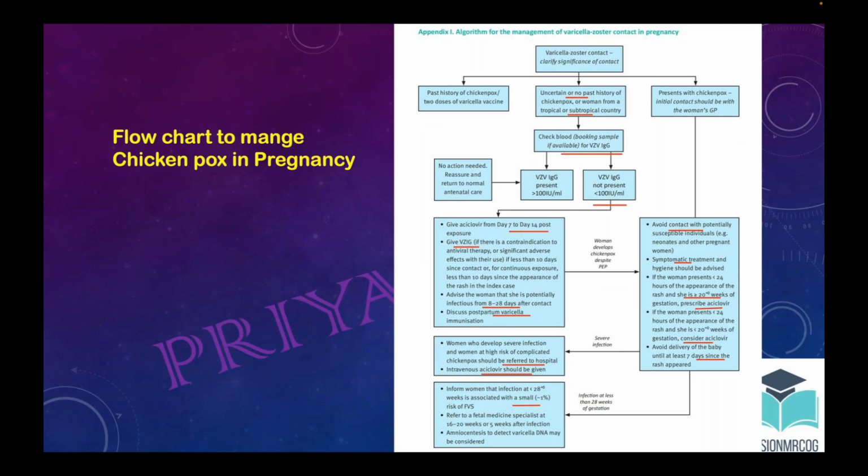When the patient develops it, 5 weeks later they will go to the fetal medicine unit, and there the fetal medicine specialist will do a detailed discussion about the whole chickenpox history. That time the scan will be done. They will discuss with the patient whether they want to go for amniocentesis to know whether the baby got affected or not. Many of the parents will agree, and many of the parents will not agree.